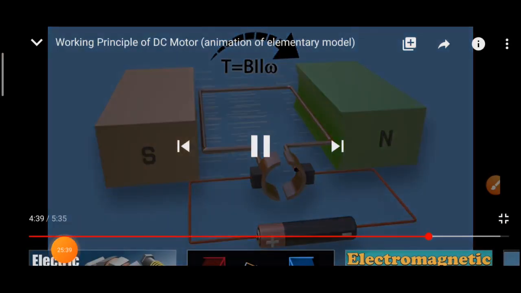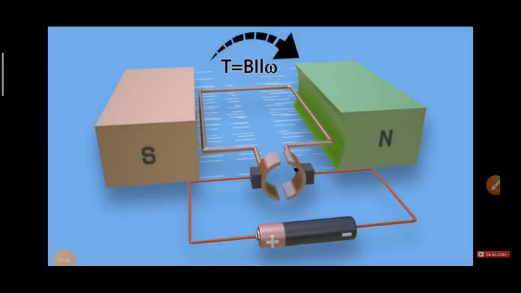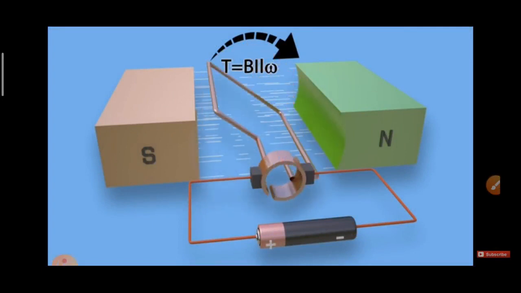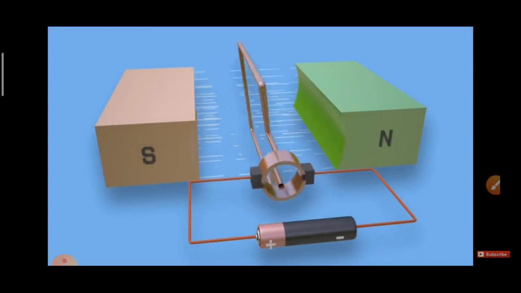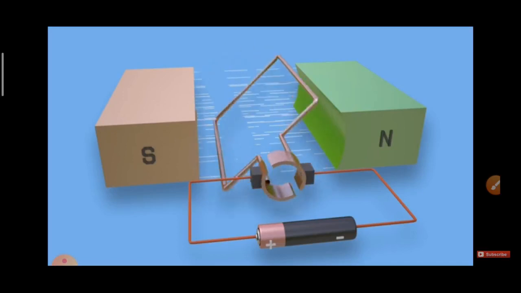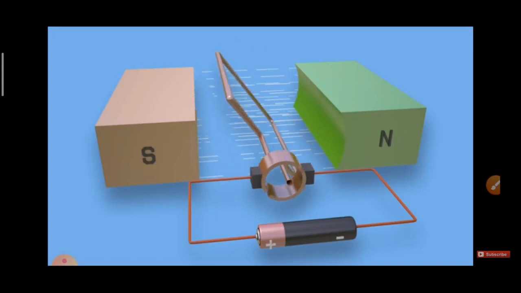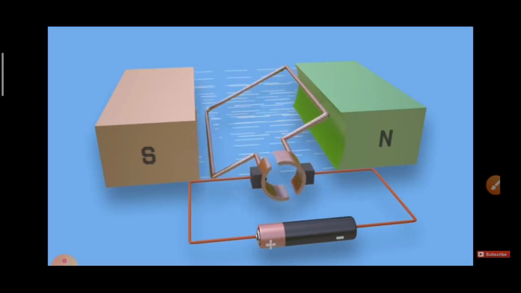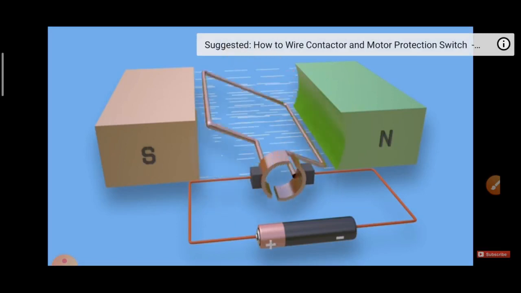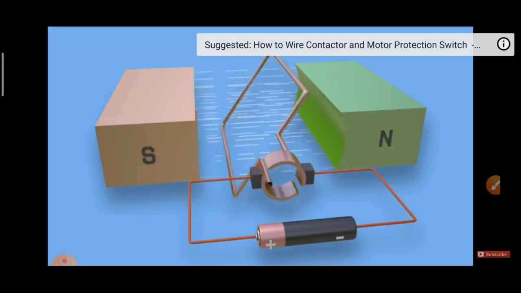During this I am asking you one question: why is there a need to change the direction of current? Why did we reverse the current? Because if we did not change the direction of current, this rotation would not be complete. After half rotation the direction of force on the coil would become opposite. It will not make a complete rotation, but after reversing the current it is making a complete rotation.